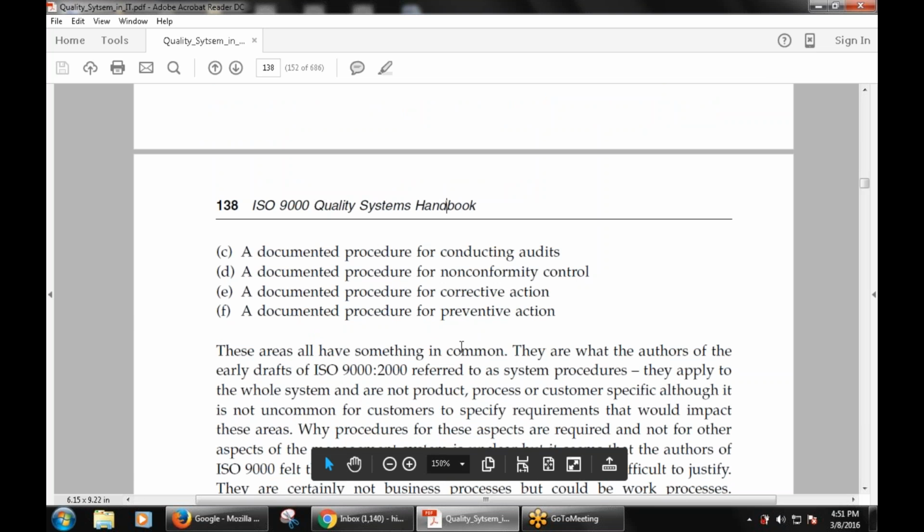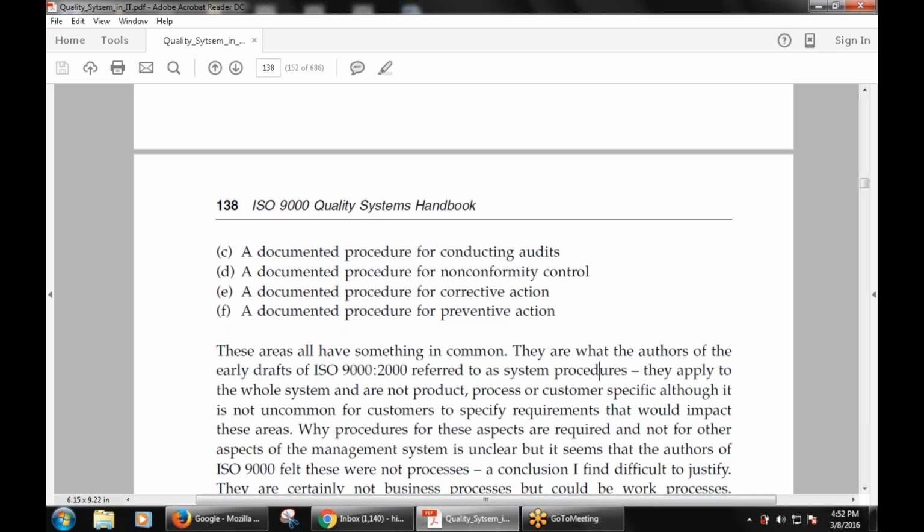And these areas all have something in common. What is that something in common? There is a common procedure used for the system procedures, which we can say is applied to the whole system, not one system, and not even the product, process or customer specific. So it can be applied on a full system. It is not uncommon for the customer to specify a requirement that could impact these areas.